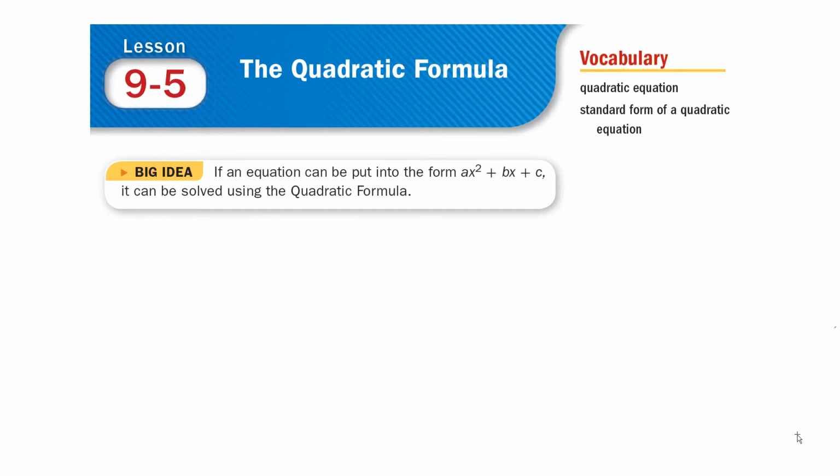Stop what you're doing. Stop right now. Turn around, look at the screen, pay attention to what's up here. This is the quadratic formula. If an equation can be put into this form of ax squared plus bx plus c, it can be solved using the quadratic formula. This is a way to solve any quadratic equation.